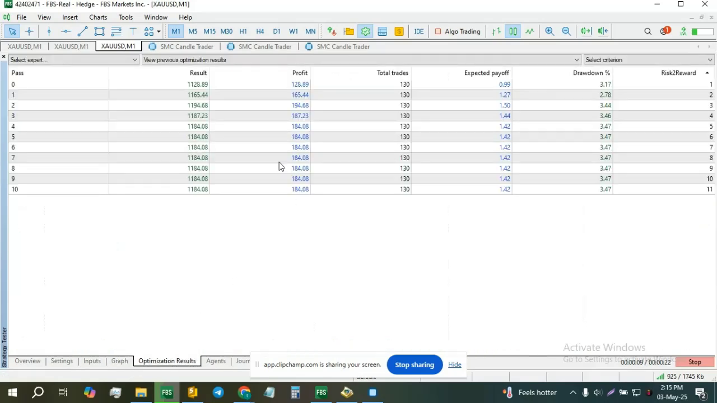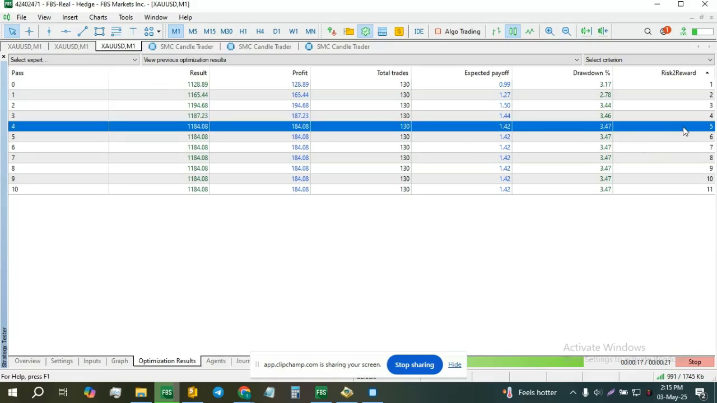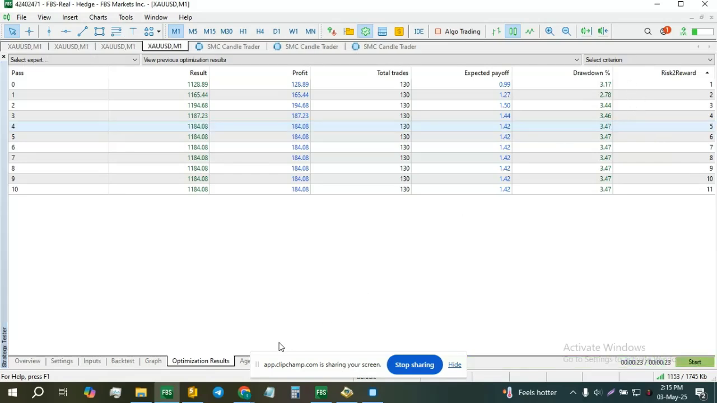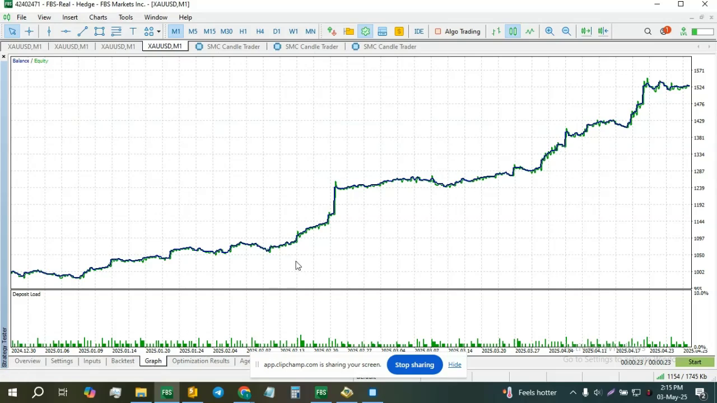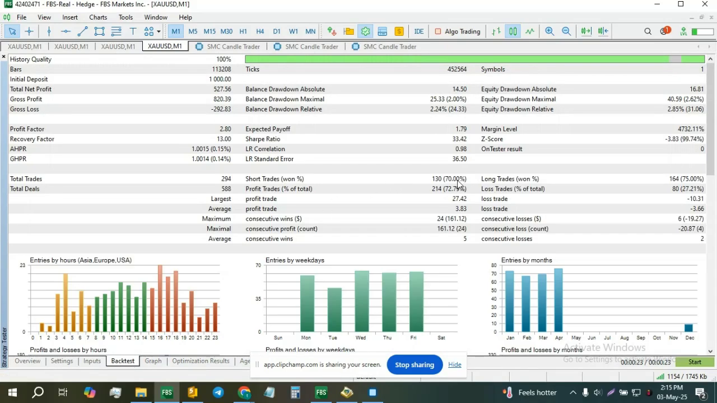I ran an optimization earlier on the value of the risk to reward. As you can see, from 1 to 5, there is really no difference. But 1 to 1, 1 to 2, 1 to 3, 1 to 4, you can see different values. Back to our graph for the buy and sell. For the short trade, we have a 70% win rate. For the long trade, we have a 75% win rate. Our Sharpe ratio is 33.42. The drawdown is 2.24%, equity 2.85%, and 24 consecutive winning trades against 6 losing trades.